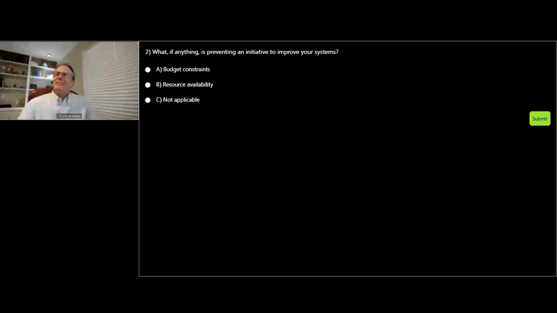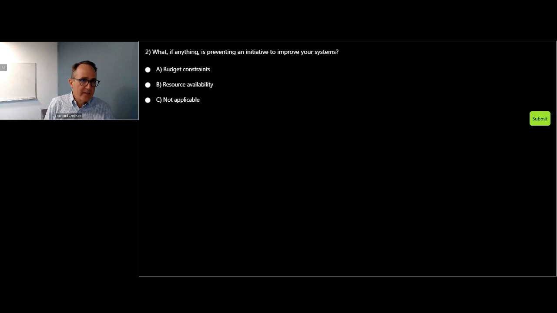All right, thank you. So we have the second polling question on the screen right now. What, if anything, is preventing an initiative to improve your systems? If you're not one of the people that have that continuous improvement plan ongoing. Again, this is the second out of 4 polling questions, and you need to respond to at least 3 to get CPE credit.